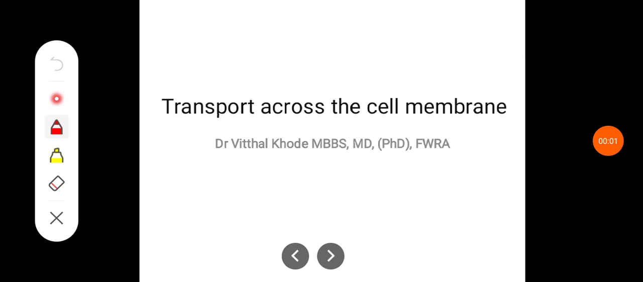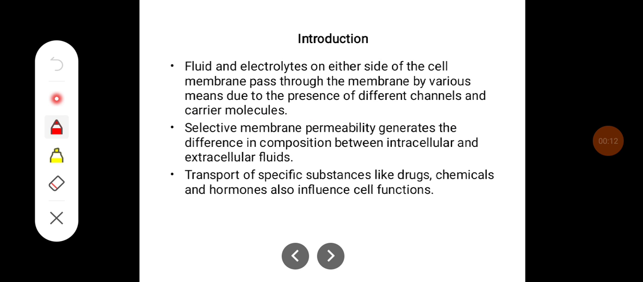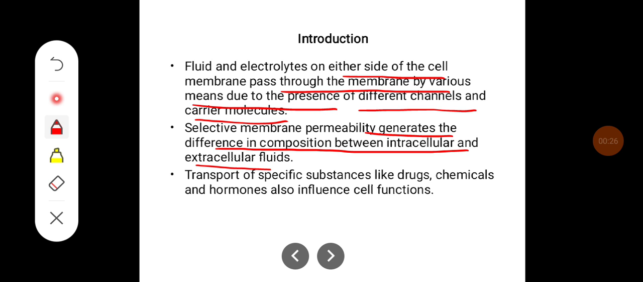Hello everyone. In this class, we'll try to learn about how transport across cell membrane occurs. And importantly, we'll try to learn about what is passive transport in this class. Fluid and electrolytes on either side of cell membrane pass through the membrane by various means due to presence of different channels and carrier molecules. Selective membrane permeability generates the difference in composition between intracellular and extracellular fluids.